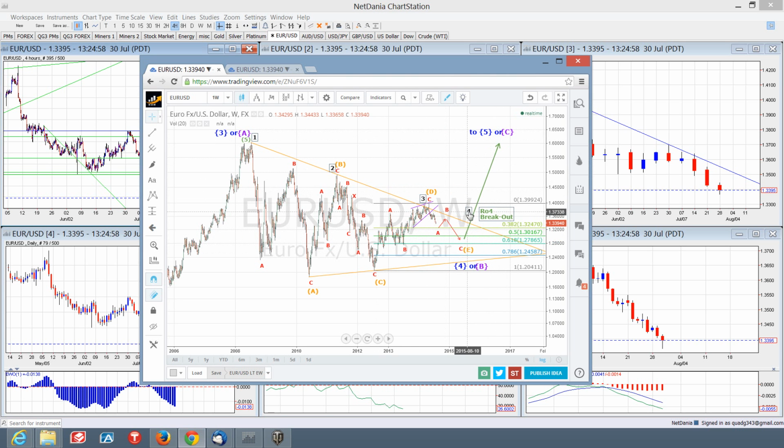Also, you can see this orange trend line has now been tested 3 times, 1, 2, 3, and a 4th test after further pullback. A 4th test should be a rule of 4 breakout.